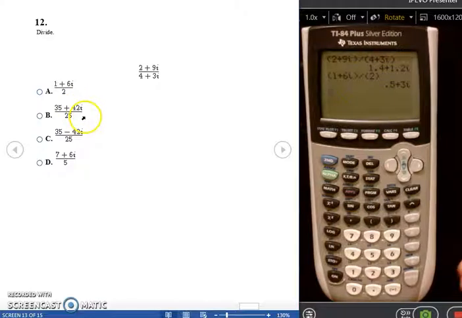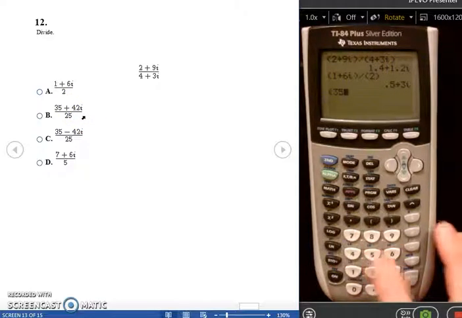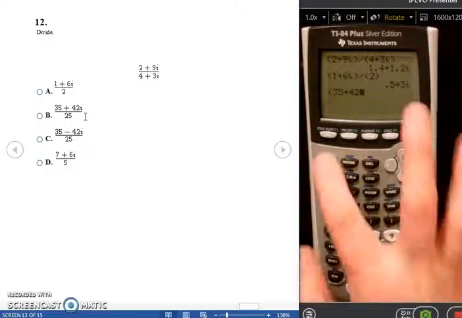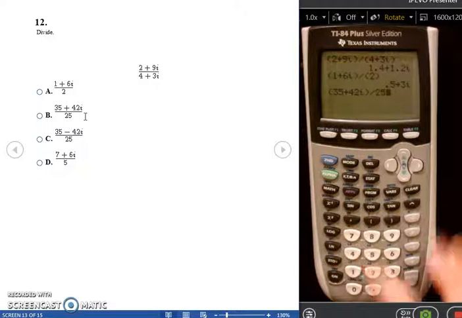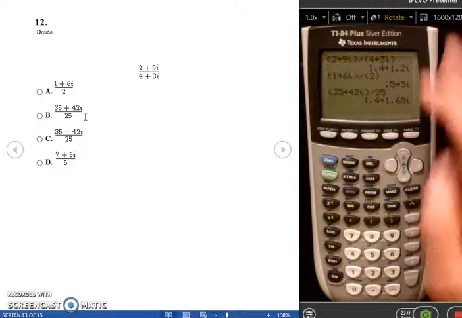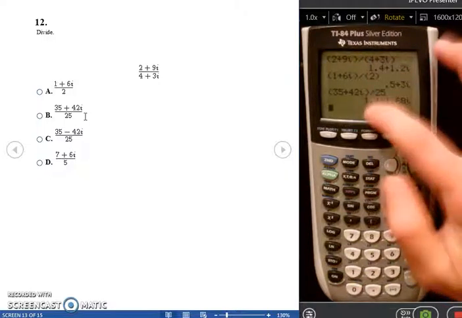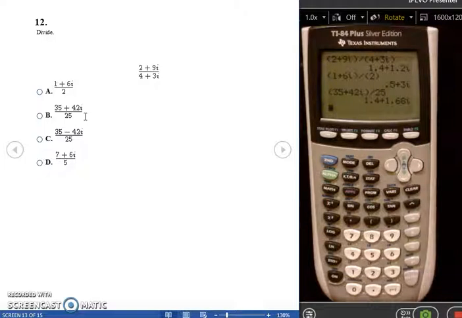So I'm going to try B. So parentheses 35 plus 42i in parentheses divide 25, and I press enter, and I can see that that almost matches. The first part matches, but not the second part. So it's not going to be B. Like I said, C has that minus symbol, so I'm going to skip down and try D.